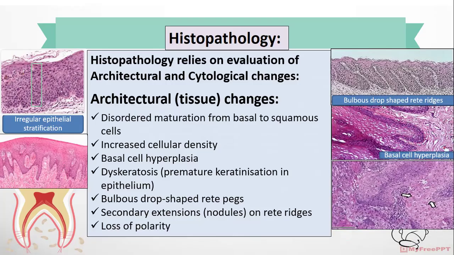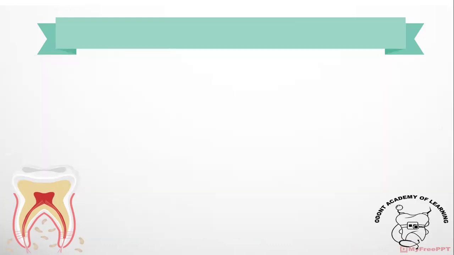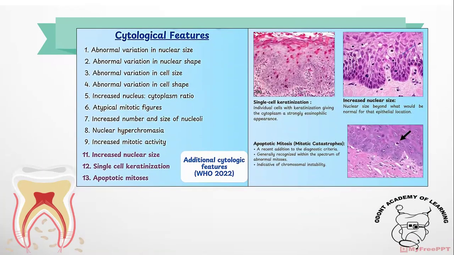And this is basically individual cell keratinization. It means these cells, which were supposed to form the keratin at the topmost part, liberated the keratin in the middle part of the epithelium. That is individual cell keratinization. Now, coming to the next, cytological changes. In the cytological changes, we can see changes in the nuclear shape, that is anisonucleosis.